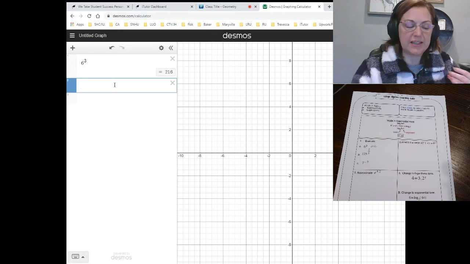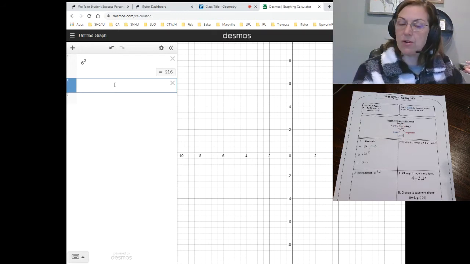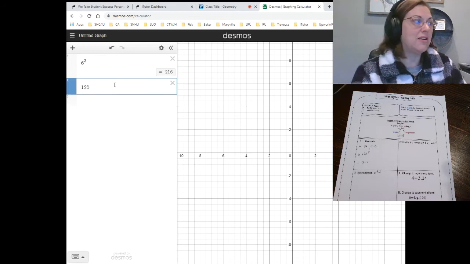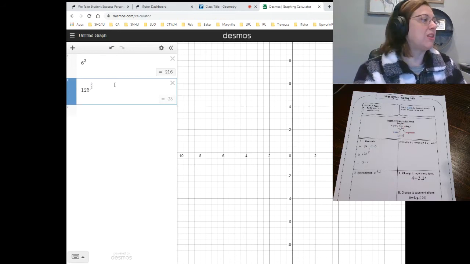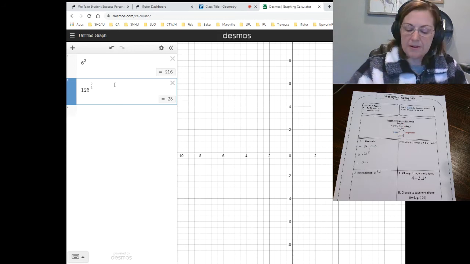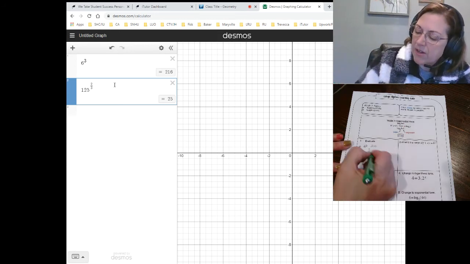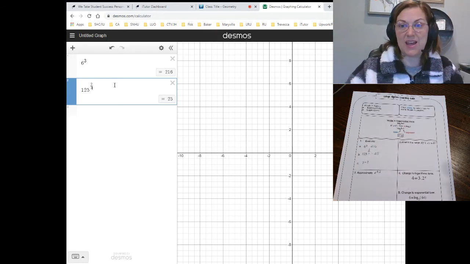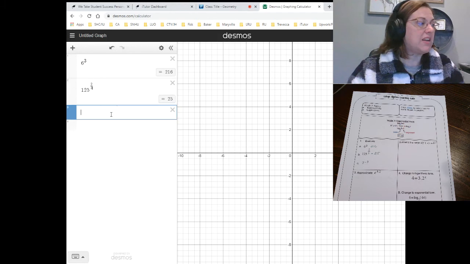Now, Desmos will do the same thing for the rational, the fraction exponents. We just have to put it in carefully. So I'm going to put in 125. Then I'm going to do that shift 6. And then you're going to do 2 divided by 3. And you see how Desmos converted it to a fraction for you? And notice then that we are told that that is 25. Pretty nice, okay?